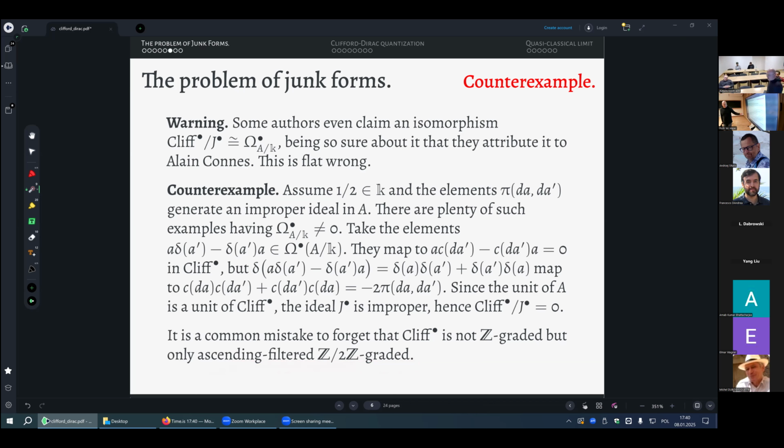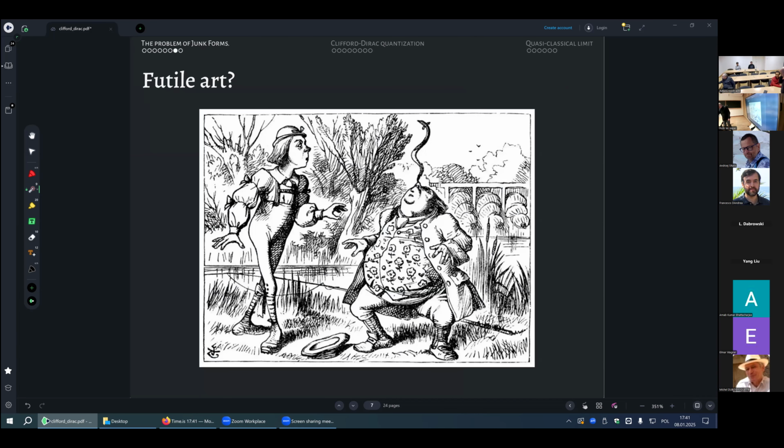So probably people are used to using some identification between the Clifford algebra and its associated gradient, which is the exterior algebra. And the exterior algebra has an additional grading, which is a Z grading, although the isomorphism is only an isomorphism of Z2 graded algebras. So all this business is like balancing a yield on the tip of your nose.